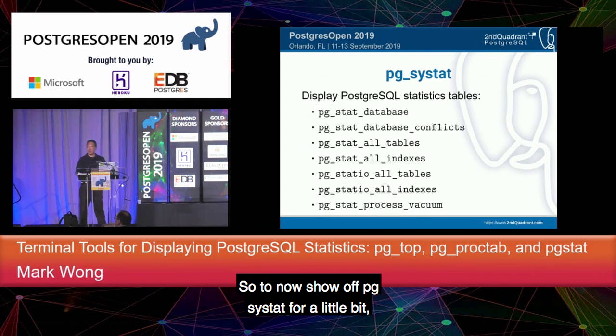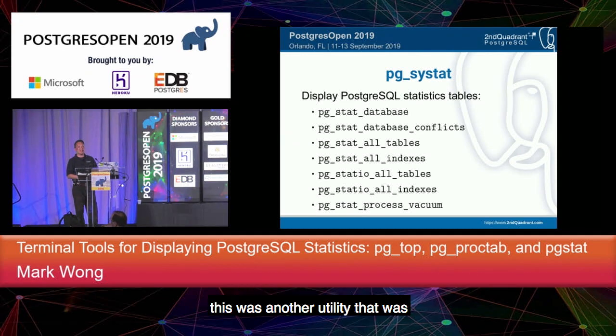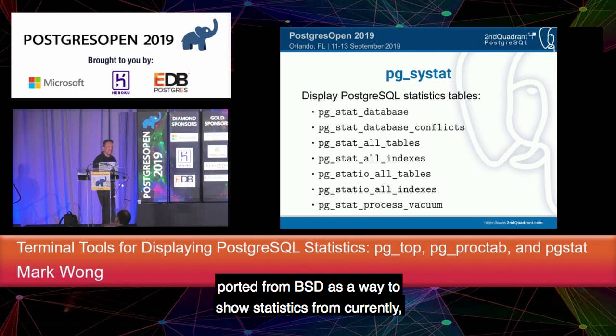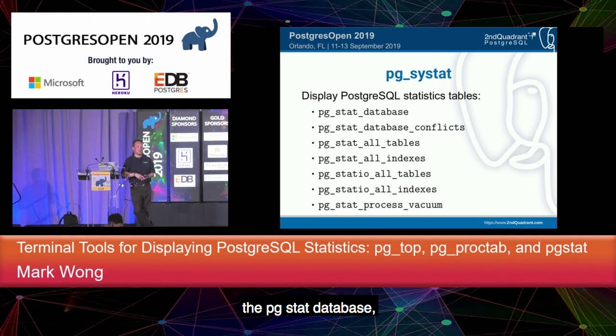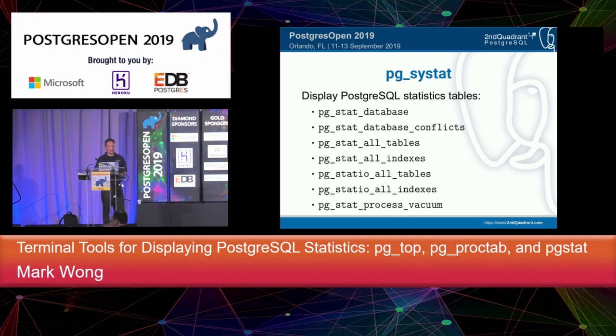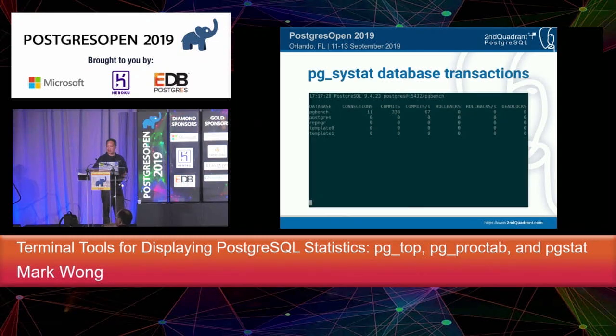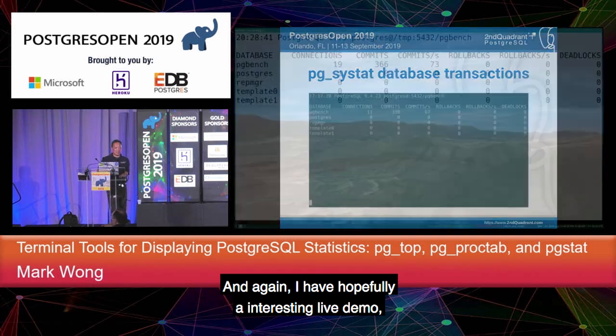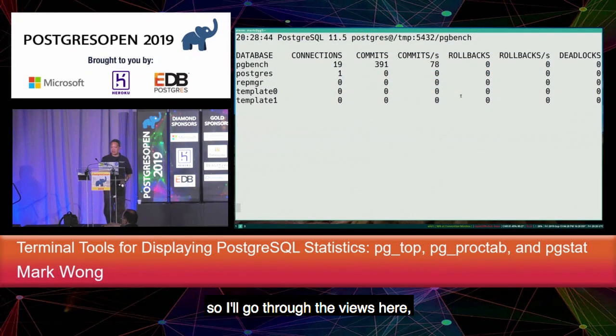So to now show off pg_systat for a little bit, this is another utility that was ported from BSD as a way to show statistics from currently the pg_stat_database, pg_stat_all_tables, tables, indexes, the stat IO tables, and the process vacuum table. And again, I have hopefully an interesting live demo. So I'll go through the views here.